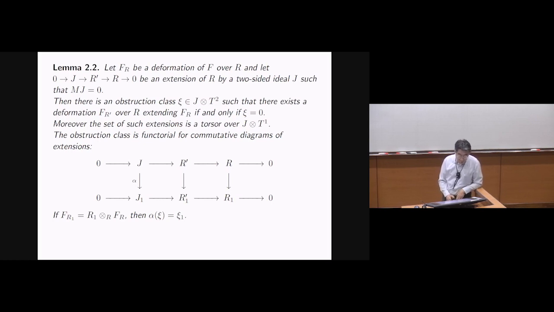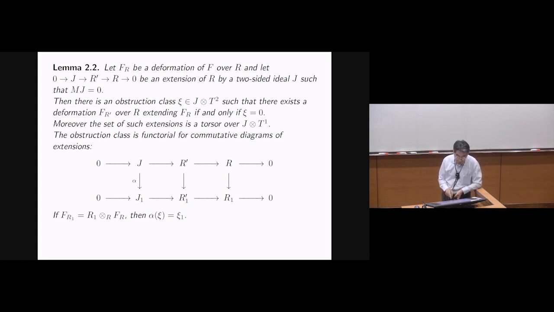So let F_R be a deformation of F over R, and let J: R' → R be an extension of the ring by a two-sided ideal J, which is annihilated by the maximal ideal. And then the obstruction class exists such that the deformation F_R is extendable to over R' if and only if the obstruction class vanishes. So this is as usual. And then, moreover, the set of such extensions is a torsor of J tensor T1.